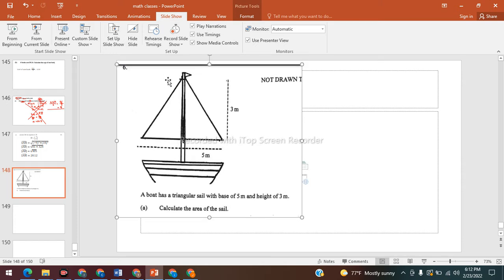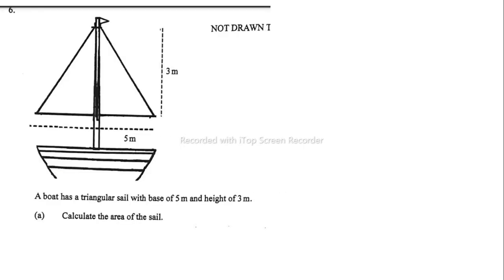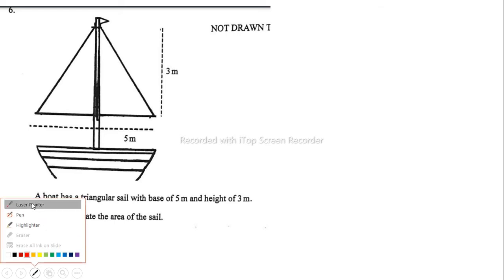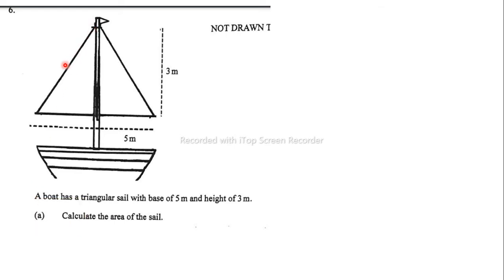From that understanding, they want us to figure out what is the area of the sail. Remember that we're dealing with a triangular sail. So this is the triangular sail. It has a base of 5 meters and it has a height of 3 meters. And so with that understanding, can anyone tell me how we can calculate the area of the sail?